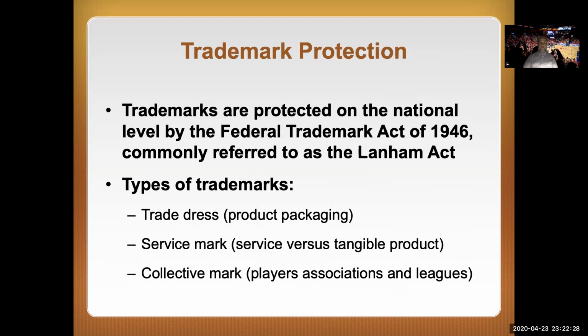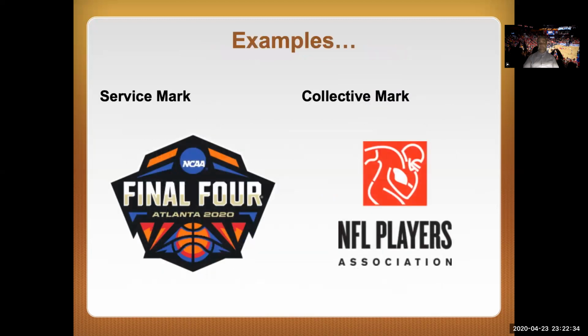Service mark, service versus tangible product, and collective mark, players, associations, and leagues. Some example service mark is the Final Four. This is the logo from what would have been this year's Final Four in Atlanta. You can't go out and buy a Final Four, but when I say it, you automatically know what it is. That's a service mark, to simplify it. And a collective mark, when you're a member of a professional or membership organization, you're allowed to use that collective mark. Well, there you go. NFL Players Association. Member of the NFL, you can use that, obviously, within the rules of the association.